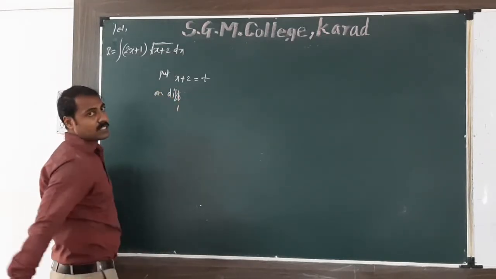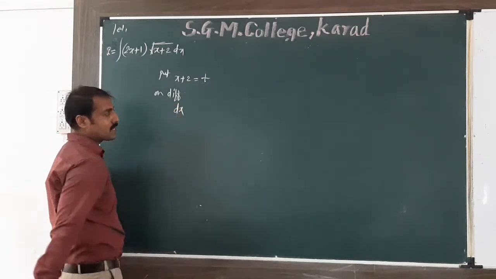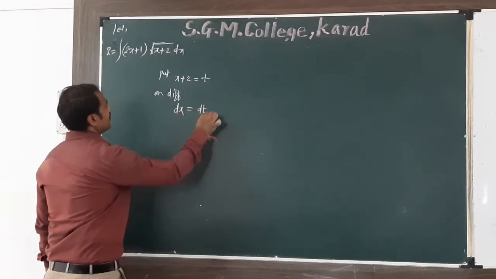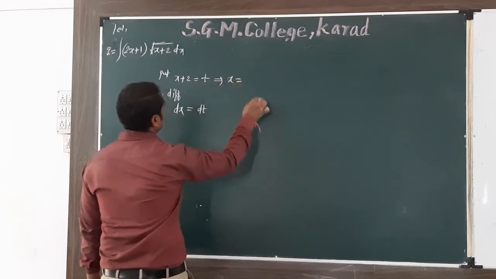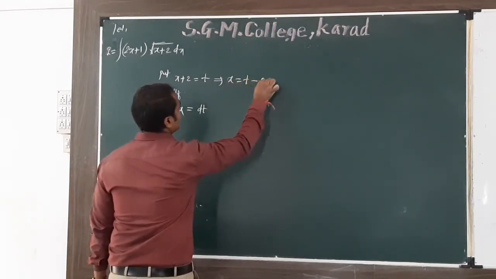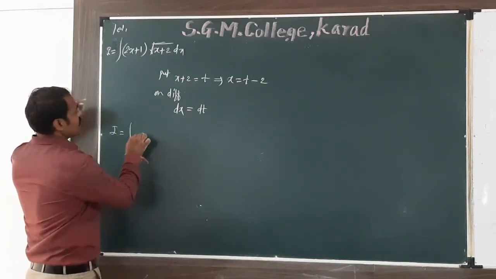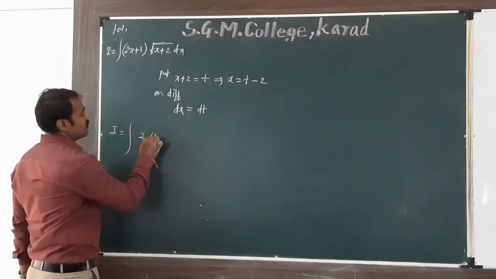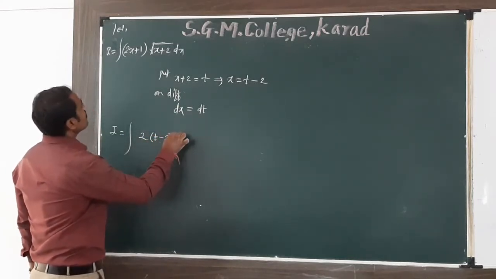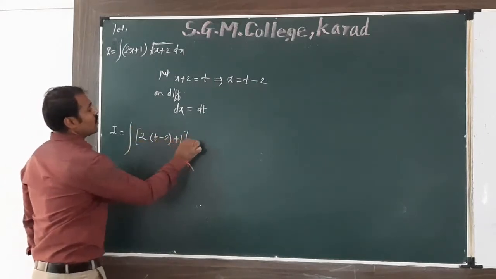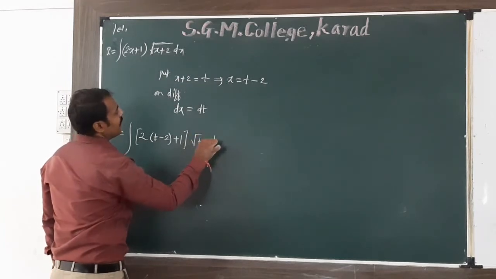Put x plus 2 is equal to t. On differentiating, the derivative of x is 1 plus the derivative of 2 is 0, since it is differentiated with respect to x, multiplied by dx, is equal to dt. From x plus 2 is equal to t we get the value of x as t minus 2. So the integration becomes I is equal to 2 into the value of x, t minus 2, plus 1, into root of, instead of x plus 2 we write t, root t, and instead of dx we write dt.